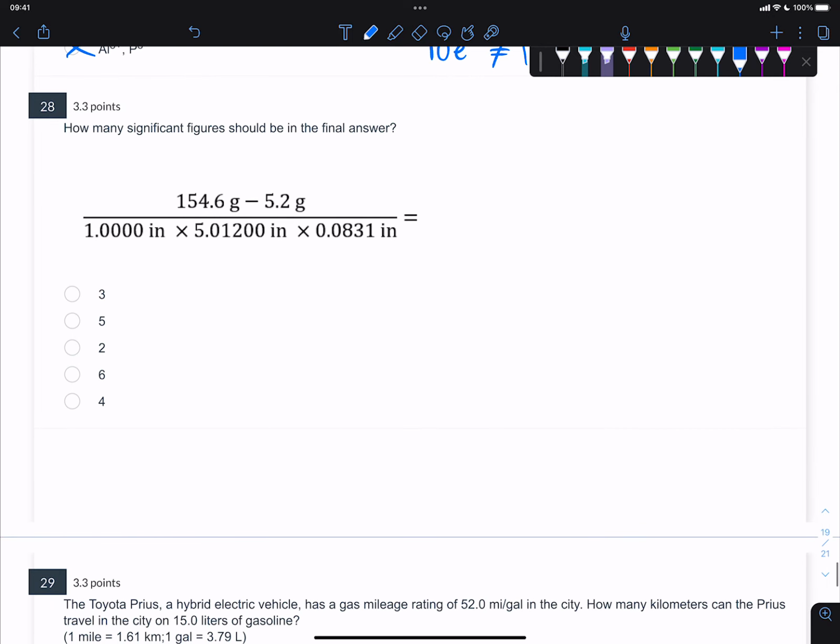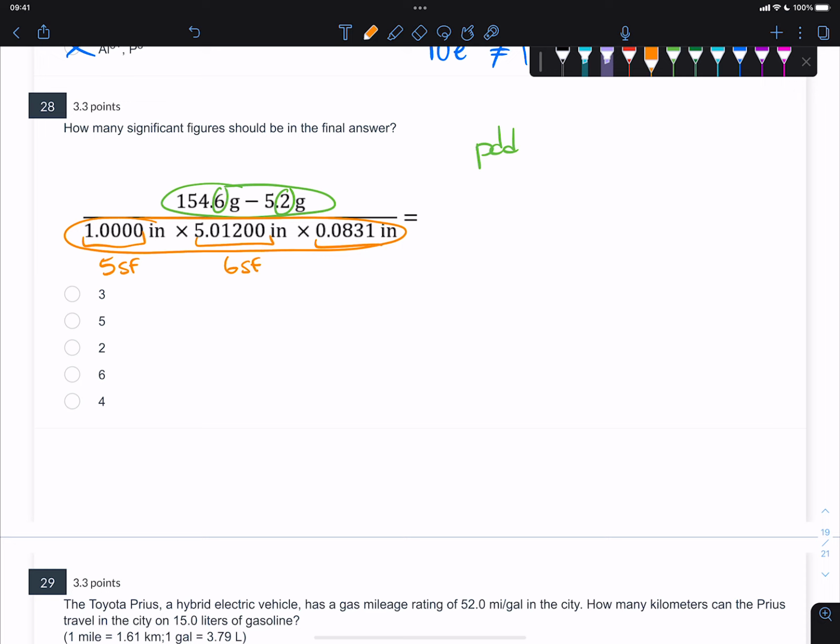This question is asking how many sig figs should be in the final answer. There are 2 rules going on here. The top part is addition and subtraction rules. Remember that I call those PDDs, which are post-decimal digits. Just look at the digits behind the decimal point. Both of them have 1 after it. Then you look at the stuff in the denominator, and notice how that's all multiplication. So here we have 5 sig figs, here we have 6 sig figs, and here we have 3 sig figs. So your answer certainly cannot have more than 3 sig figs.